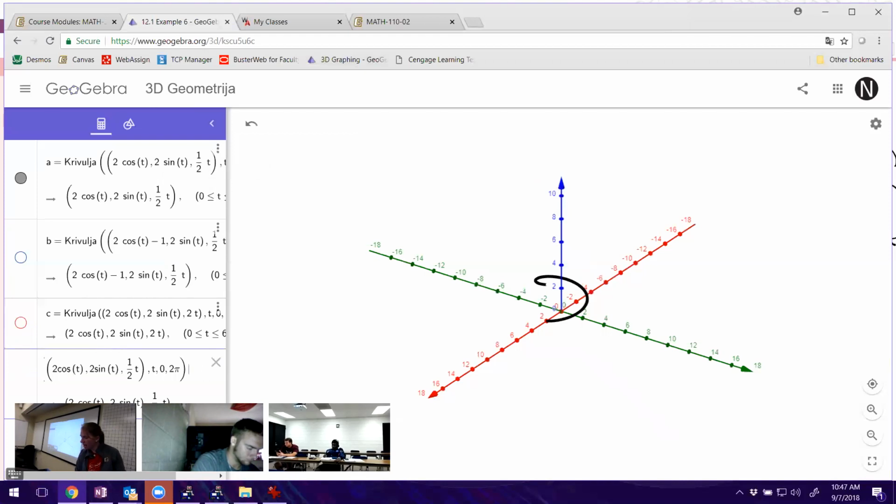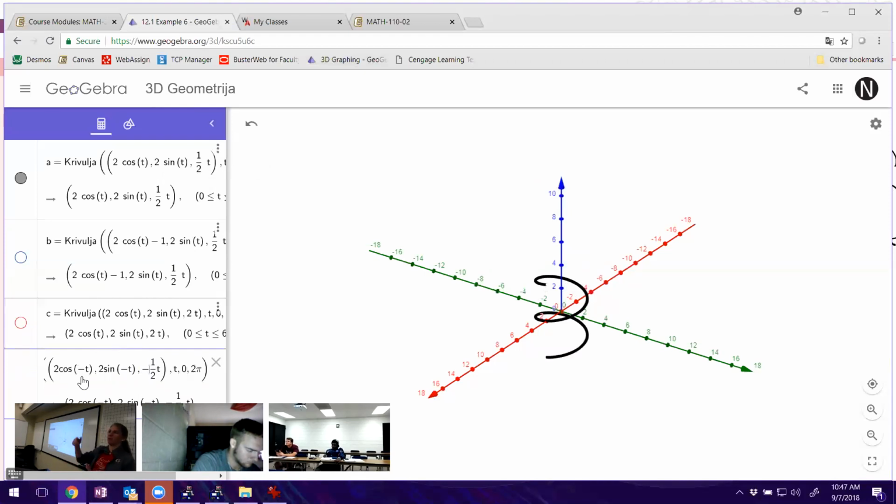So C, we have cosine of negative t and sine of negative t. So we flipped all the t's to negatives. Any guess what's going to happen here? Upside down. Or backwards. Yeah, upside down.